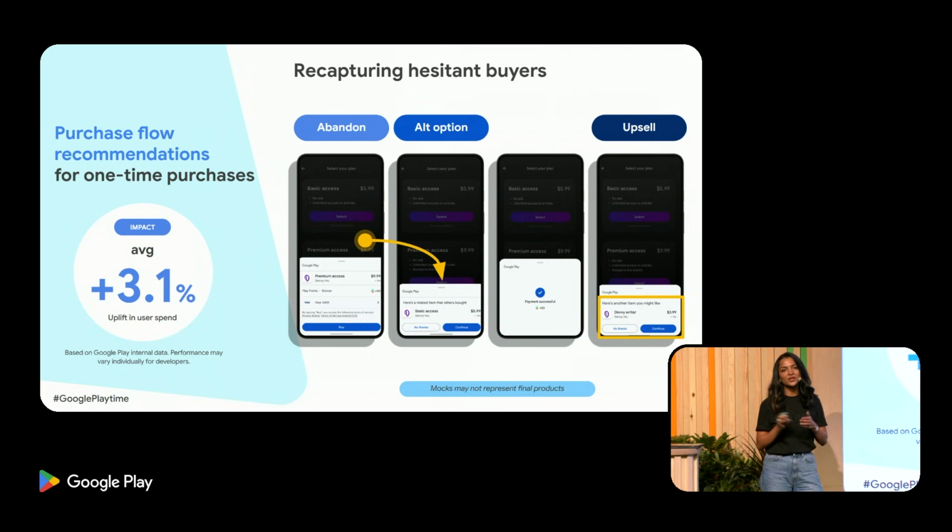Think about moving from a very premium offering that the user abandoned and splitting that into multiple smaller offerings. This way, it still creates a good user experience for your end user, and it gives you the opportunity to capitalize and increase the spend for this user. So far, with this feature alone, we have seen an uplift of 3% in user spend.